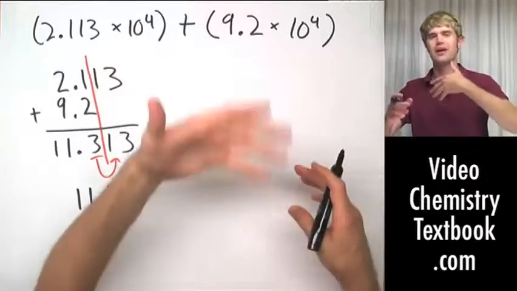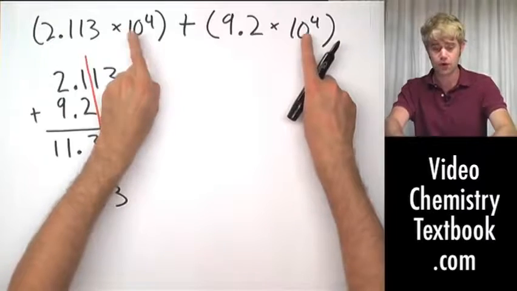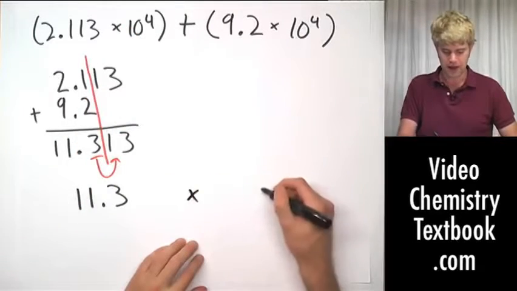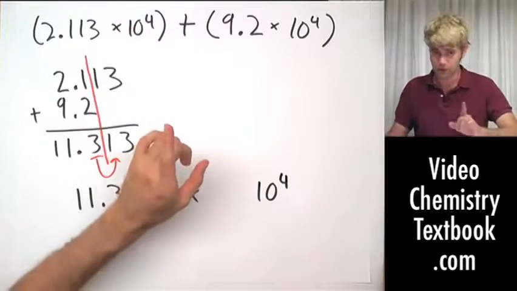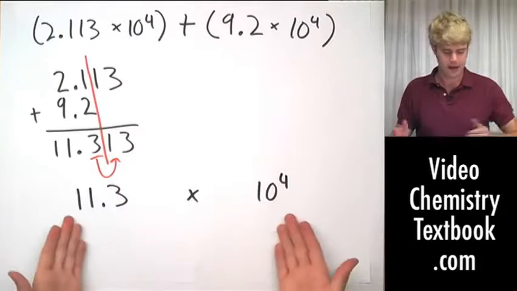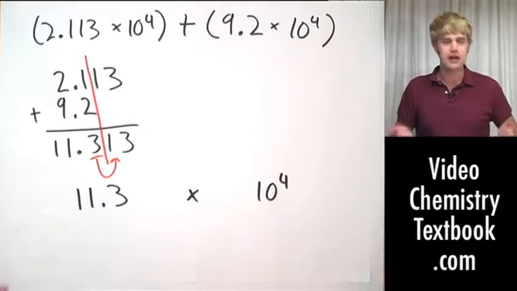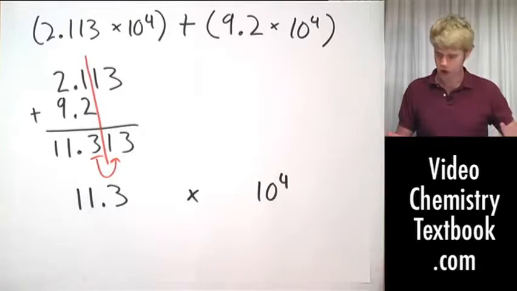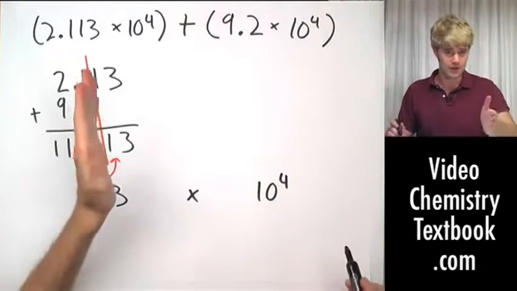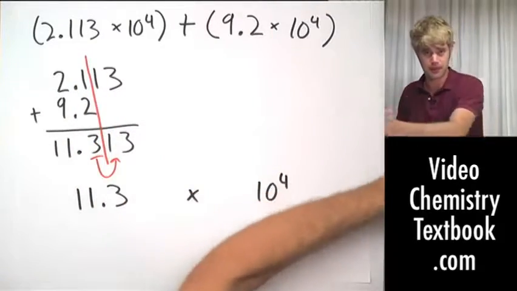We don't change it at all. We don't add it. We don't subtract it. It's just 10 to the 4th we started with. 10 to the 4th is what we end up with. Only for addition and subtraction. Okay. So here's the answer that we get. Is this correct scientific notation? No, it's not, because we want to have one digit, decimal, and so on.